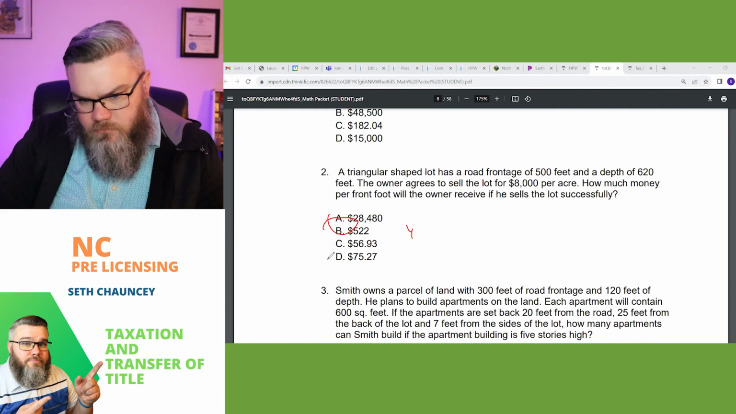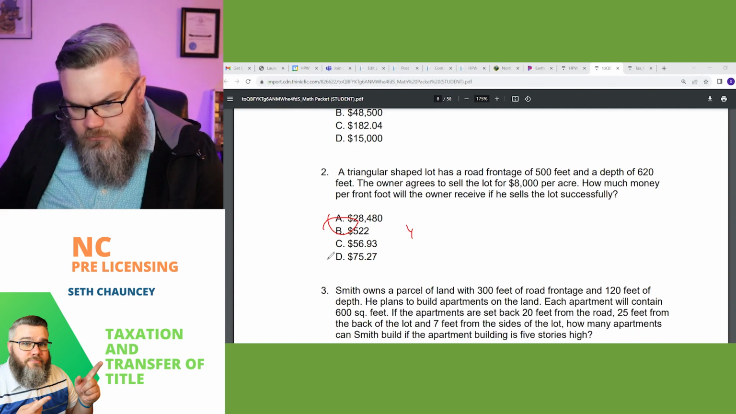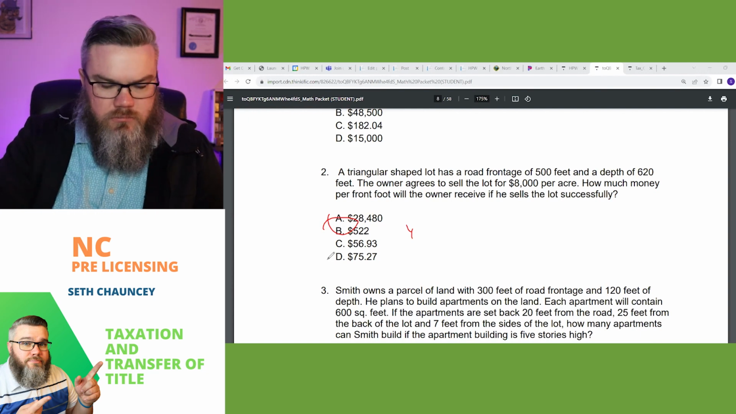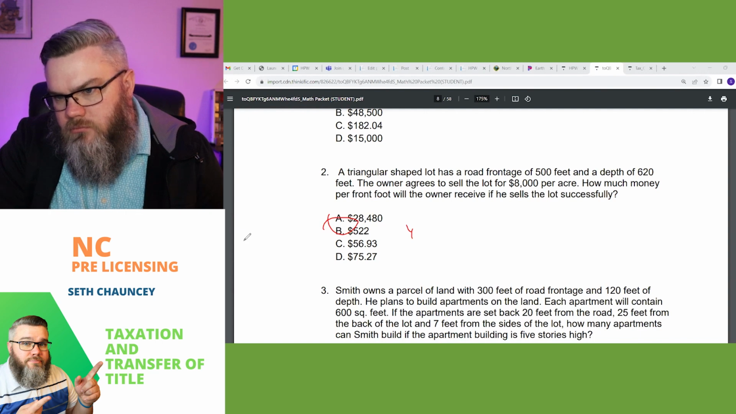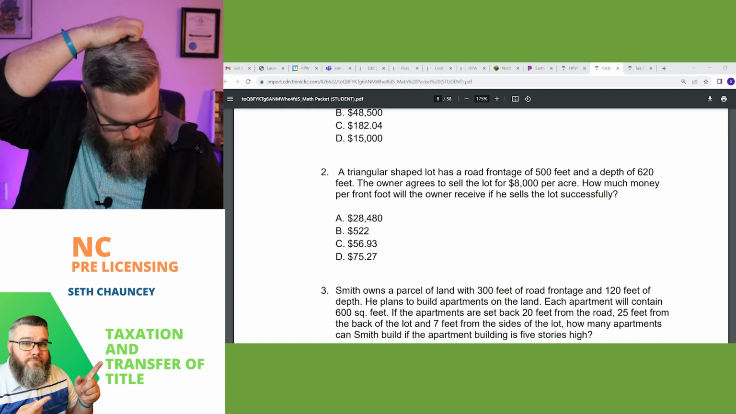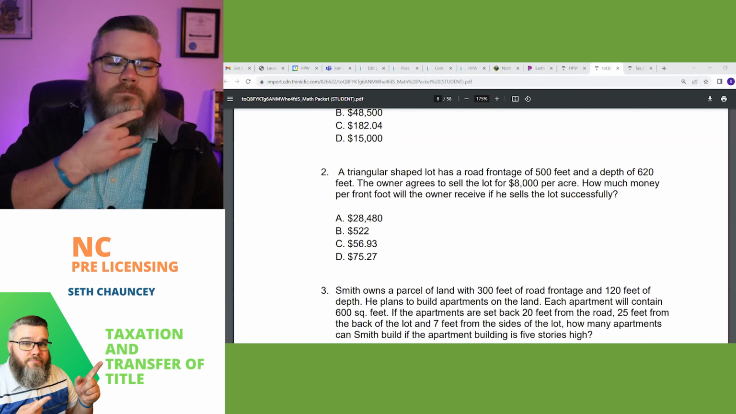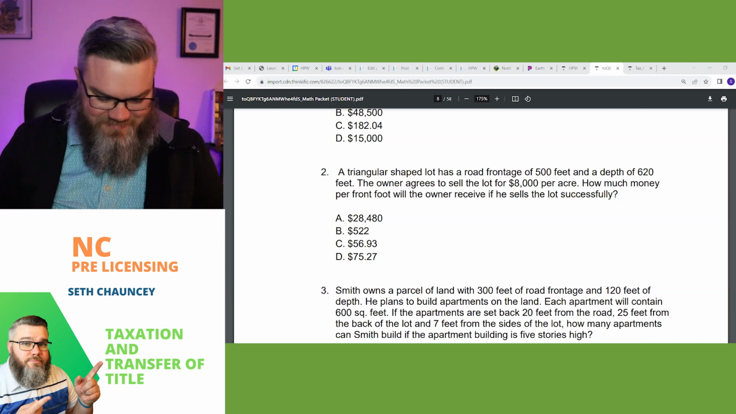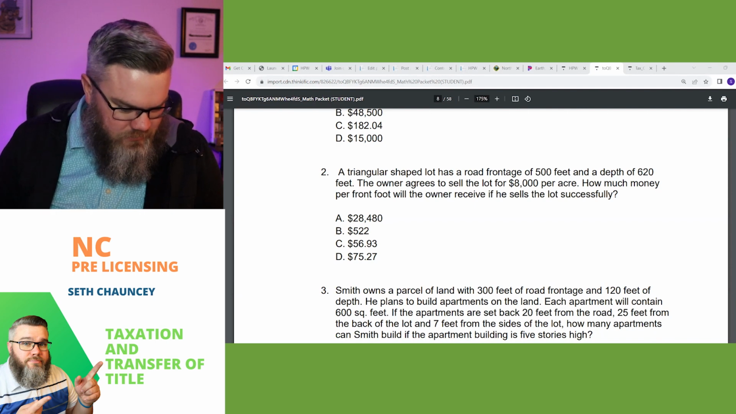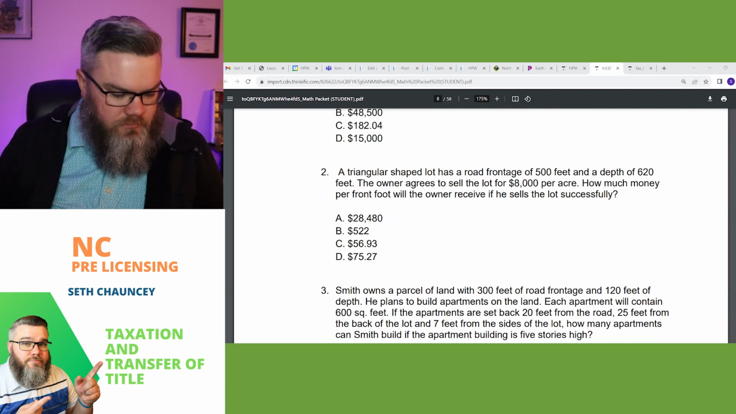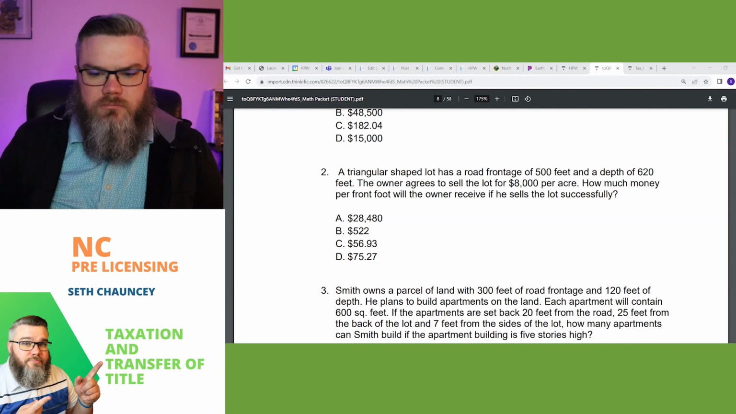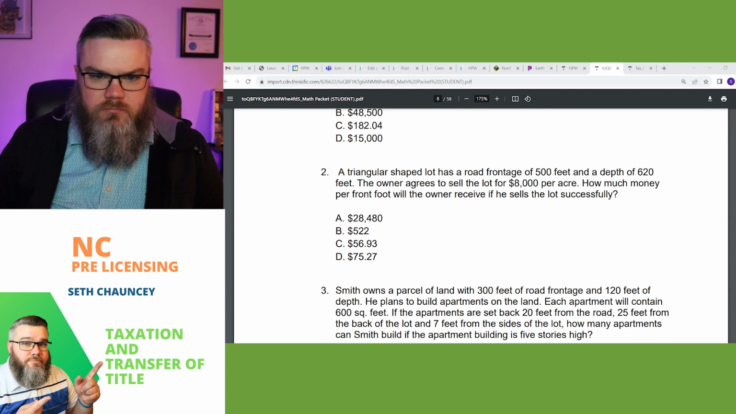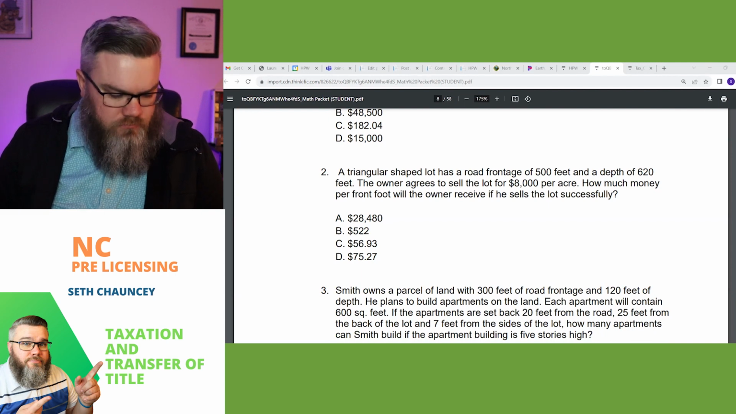Seth, yeah. I taught math. I actually taught algebra for 6 years. What I would suggest for anybody that struggles with math is to have scrap paper and write down exactly what you know. You can put 500 feet road frontage, which is also your length. Then your depth or width is 620, and then how much you have per acre. And you already know that 43,560 is how many square feet are in an acre.